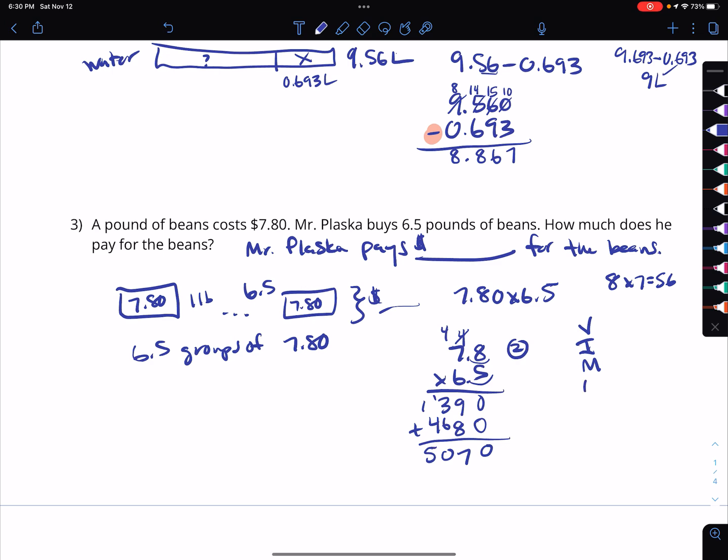So now I need to move. And because I've done my estimation, I know my answer should be somewhere near 56. So I definitely wouldn't have an answer of 570 because that's so far away. $5.07? Well, that wouldn't make sense because that's not even the cost of 1 pound of beans. So I am certain that if I move it 1, 2, just 2 because that's the number of swoops, that the answer of $50.70 would be reasonable.